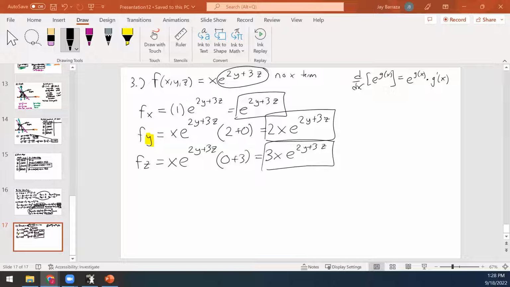You know, if I wanted to do fxx, so let's just do fxx real quick. There is no x term, so it's just 0, okay? If I wanted to do fyy, it would be 2x e to the 2y plus 3z times 2 again. So it's just another 2. If I wanted to do fzz, it would be equal to e to the 2y plus 3z times 3. And it honestly just keeps repeating like that over and over again. Okay.